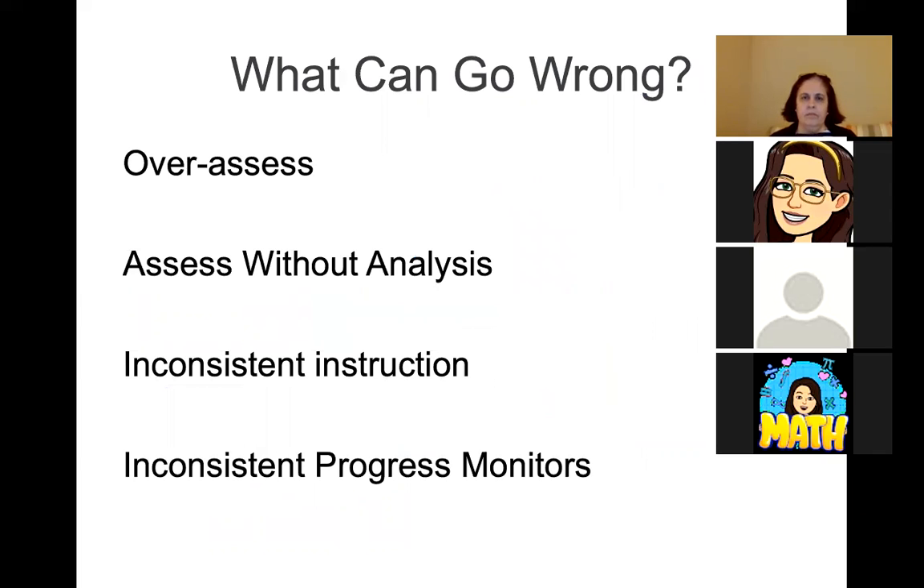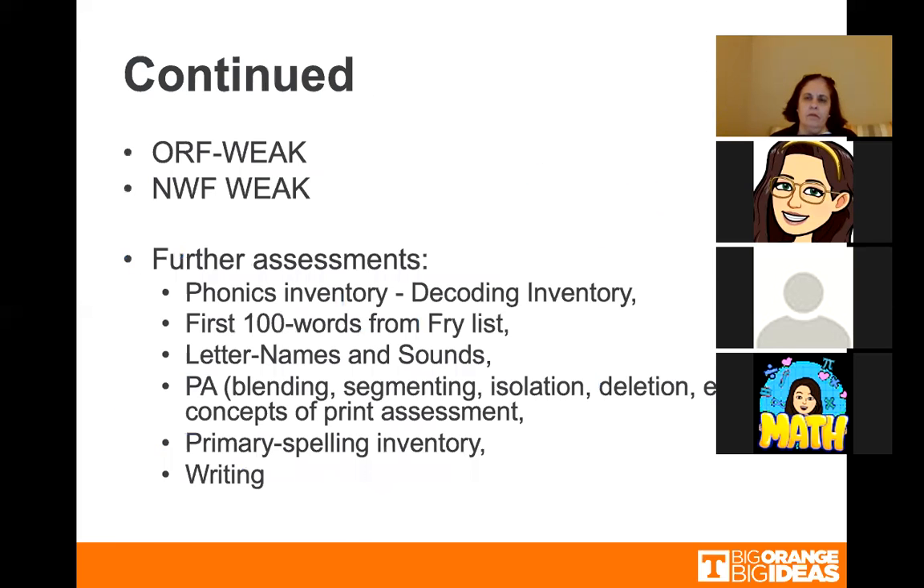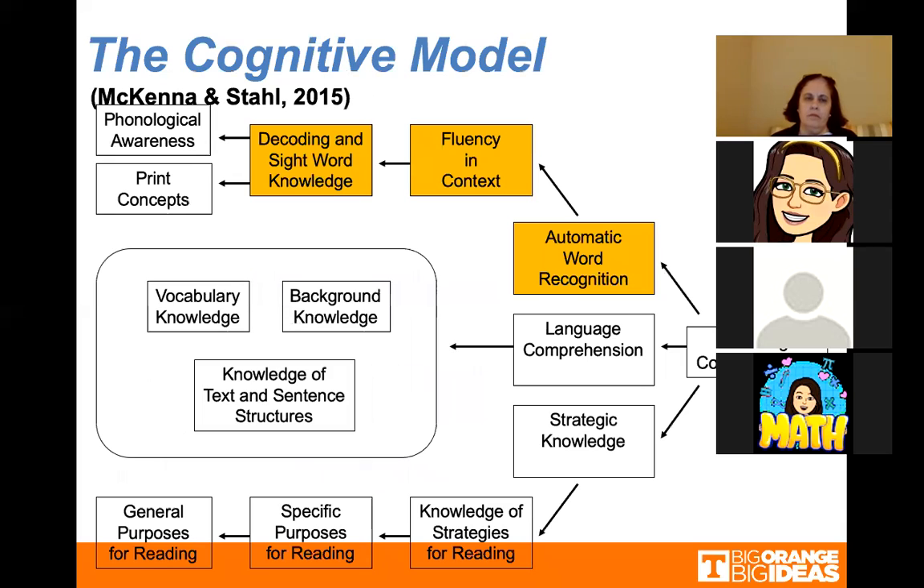So what can go wrong in these assessment procedures that we use? You can overassess. You can do a lot of measures, a lot of assessments that are not really needed. So going back into the cognitive model, if I see that the student is not performing well in fluency, I will proceed with decoding measures. So I will do an informal decoding inventory, a spelling inventory.